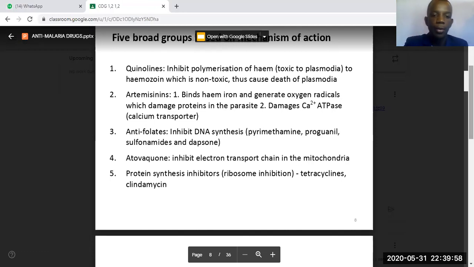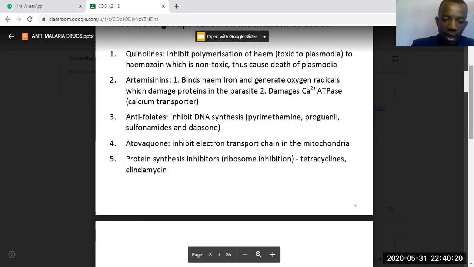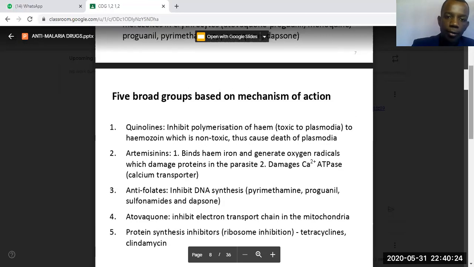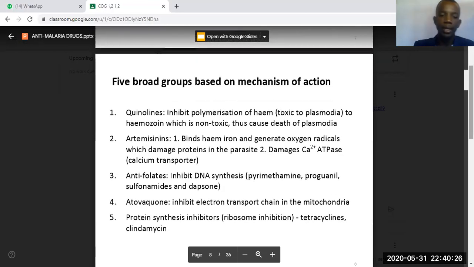And then we have atovaquone. Atovaquone is going to inhibit the electron transport chain in the mitochondria. All these are processes that are important in the growth of the parasite within the host. So if all these processes are being inhibited, we are going to have the death of the parasite. And then we have the protein synthesis inhibitors, such as the tetracyclines and clindamycin.